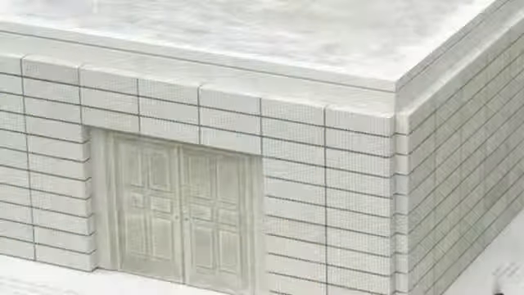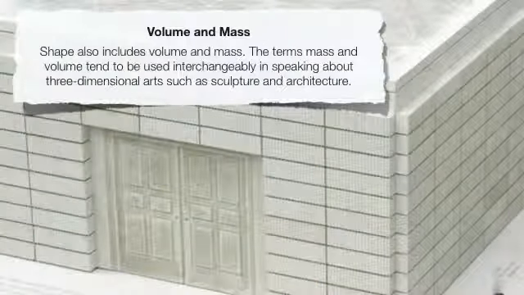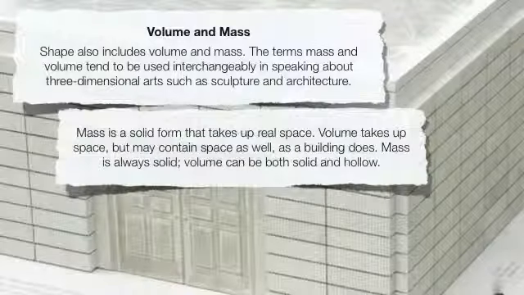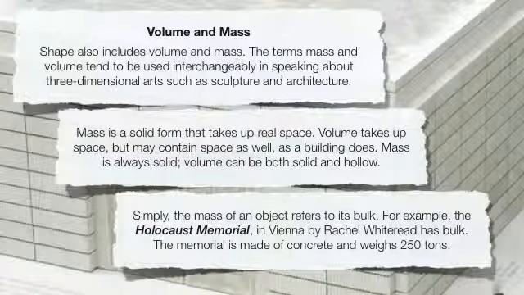Volume and mass. Shape also includes volume and mass. The terms mass and volume tend to be used interchangeably in speaking about three-dimensional arts, such as sculpture and architecture. Mass is a solid form that takes up real space. Volume takes up space, but may contain space as well, as a building does. Mass is always solid. Volume, on the other hand, can be both solid and hollow. Simply, the mass of an object refers to its bulk.